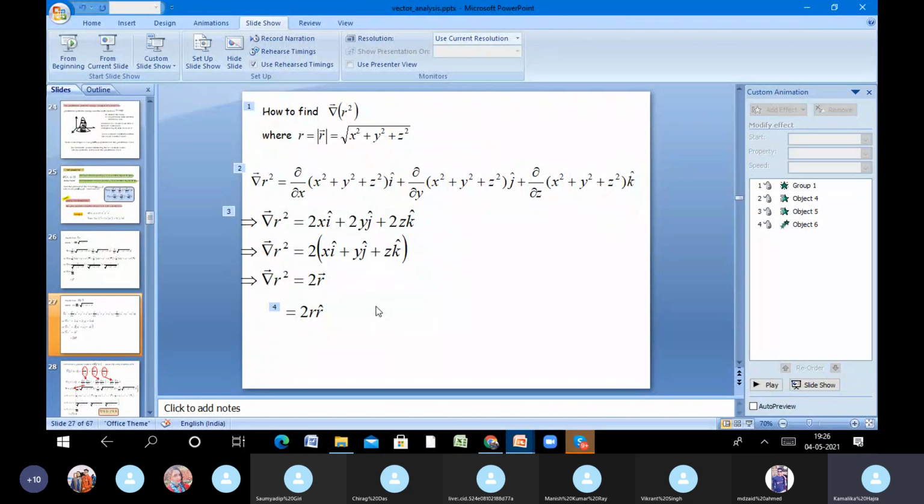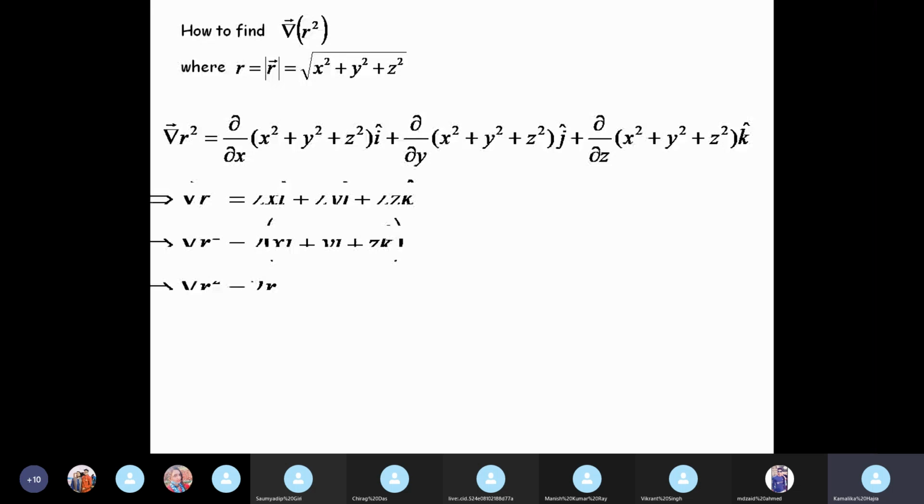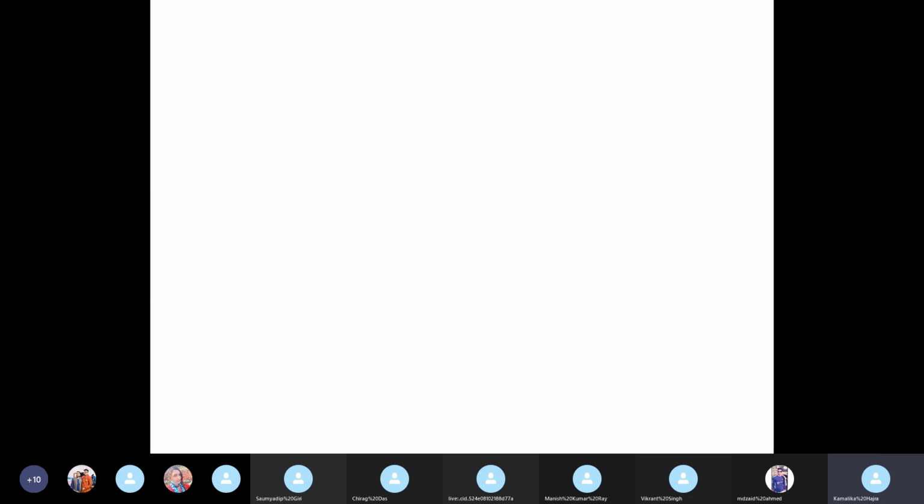So basically we have this answer: grad of r square, just the magnitude r square, gives you 2r, or 2r vector. So when you take the gradient of some function of the position vector, you will get another function of the position vector along the direction of the position vector. So we will find a general formula for the gradient of any function of r.